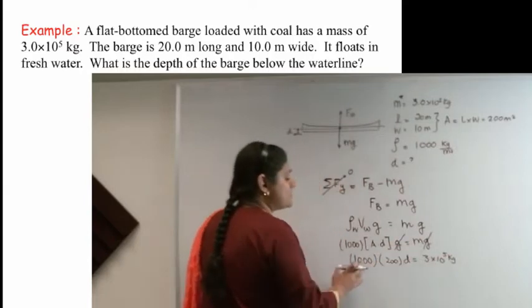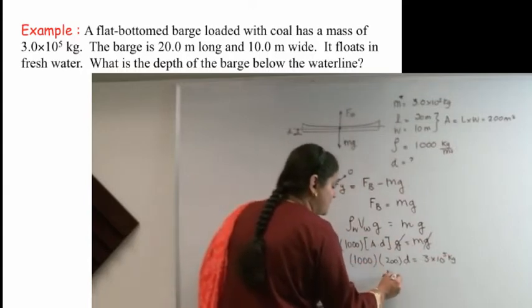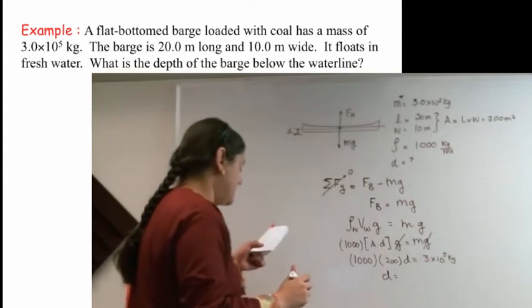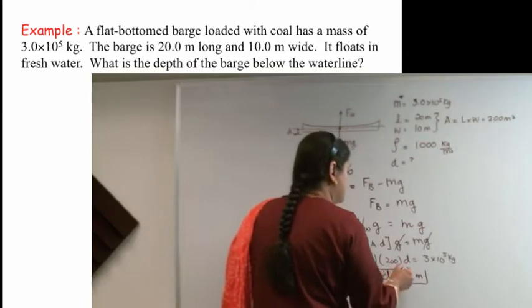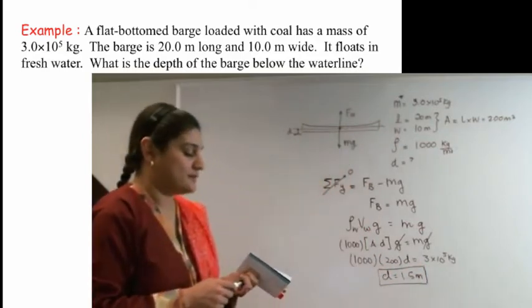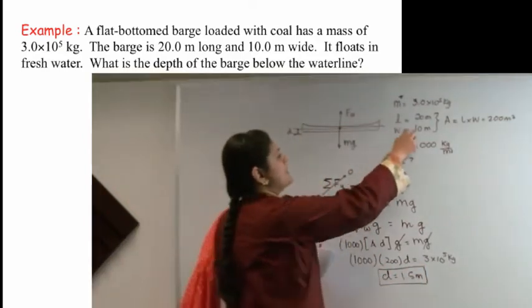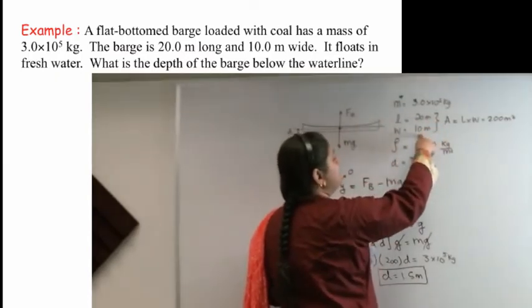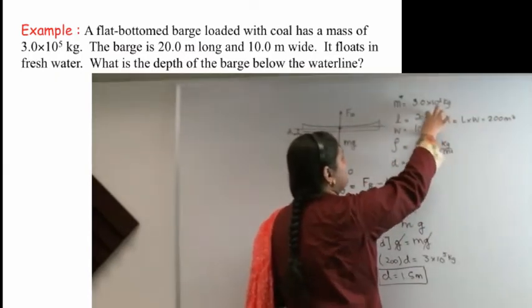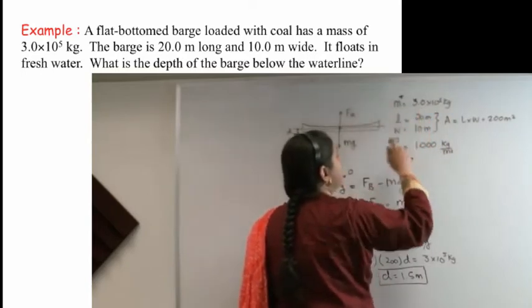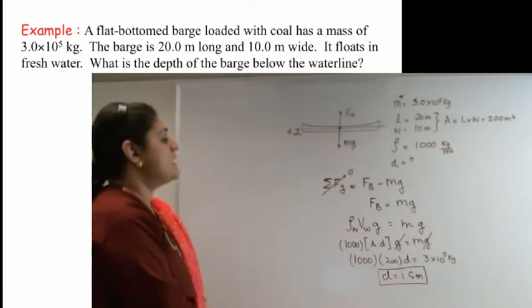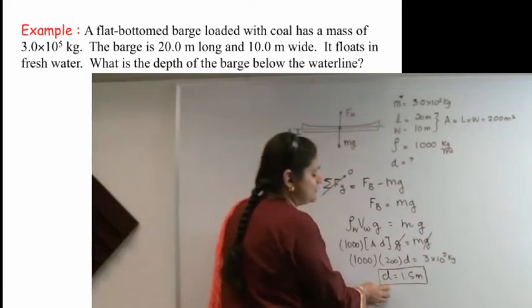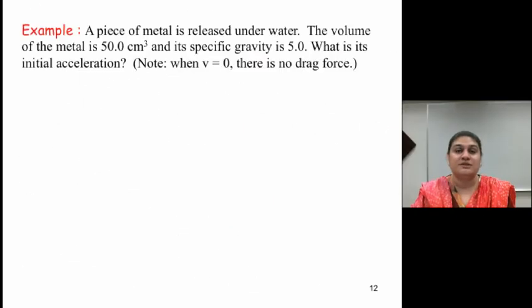So all I have to do now is rearrange a few things and calculate what the depth is going to be. And for me, I calculate it to be about 1.5 meters. It's just a matter of plugging it into a calculator and solving for it. So a barge that is 20 meters long and 10 meters wide, that carries a mass of about 3 times 10 to the 5 kilograms, will have to be this much below the water surface.